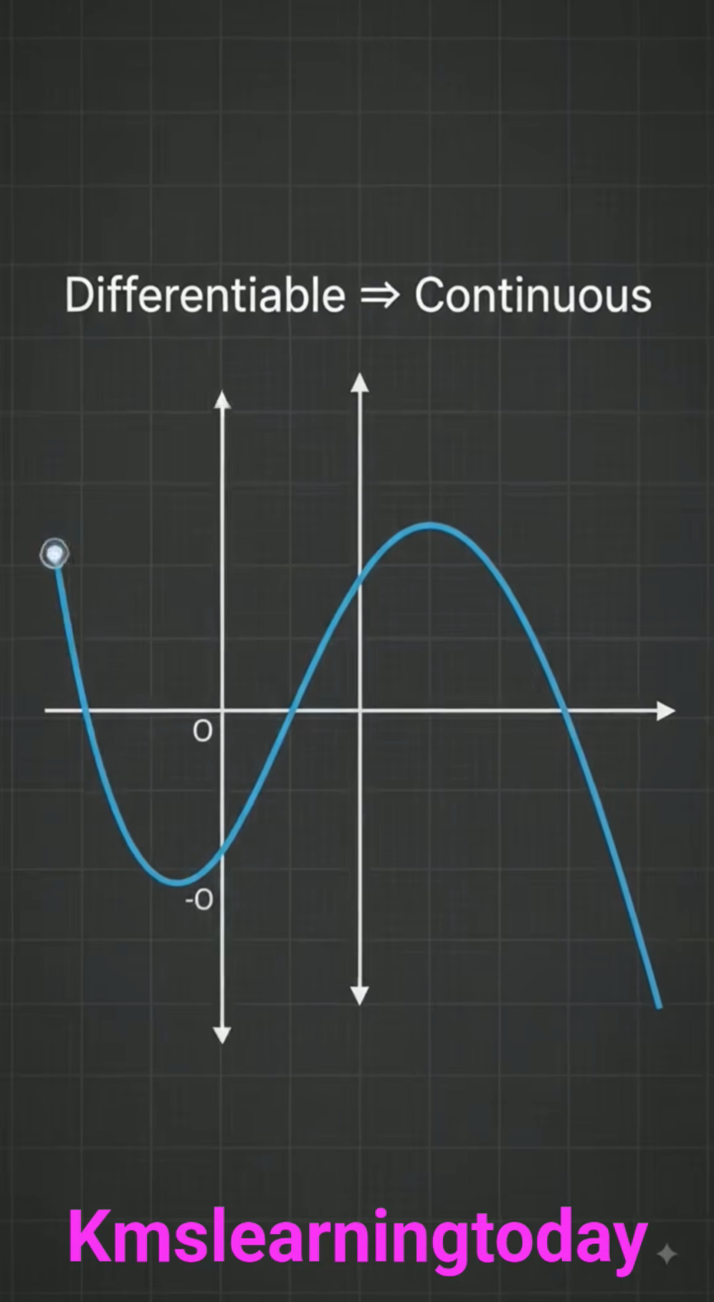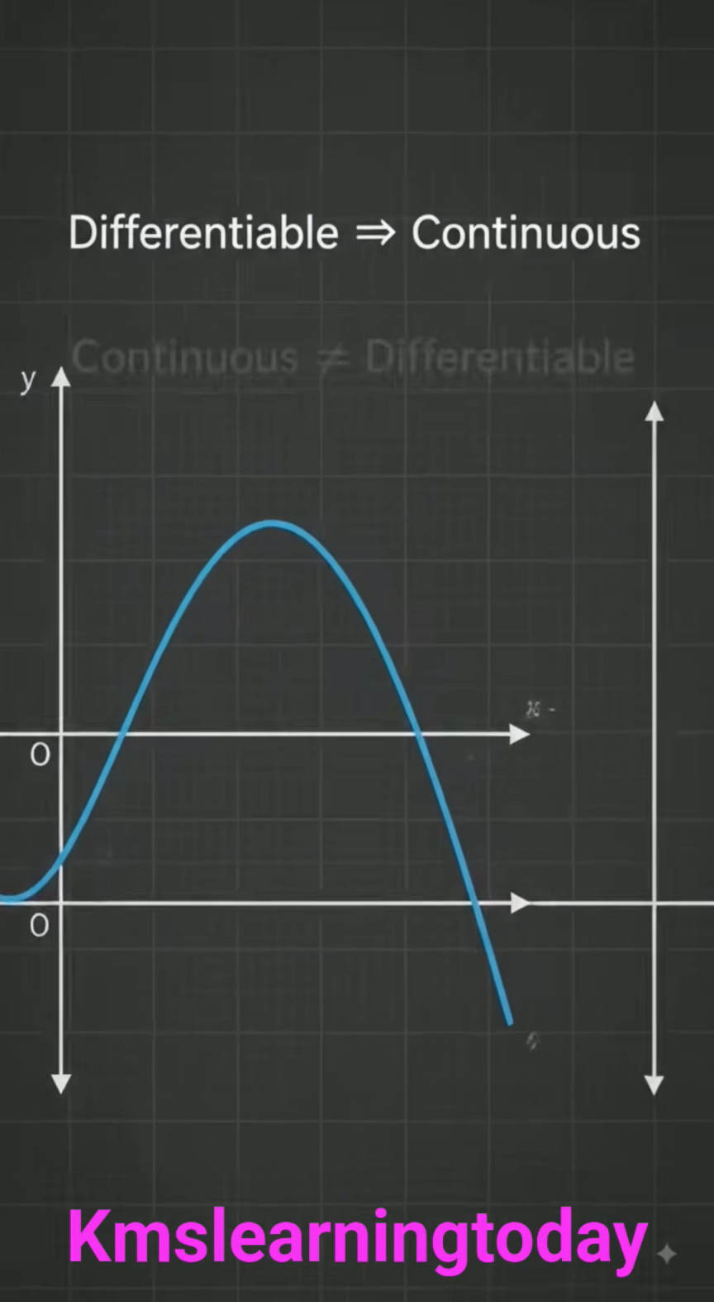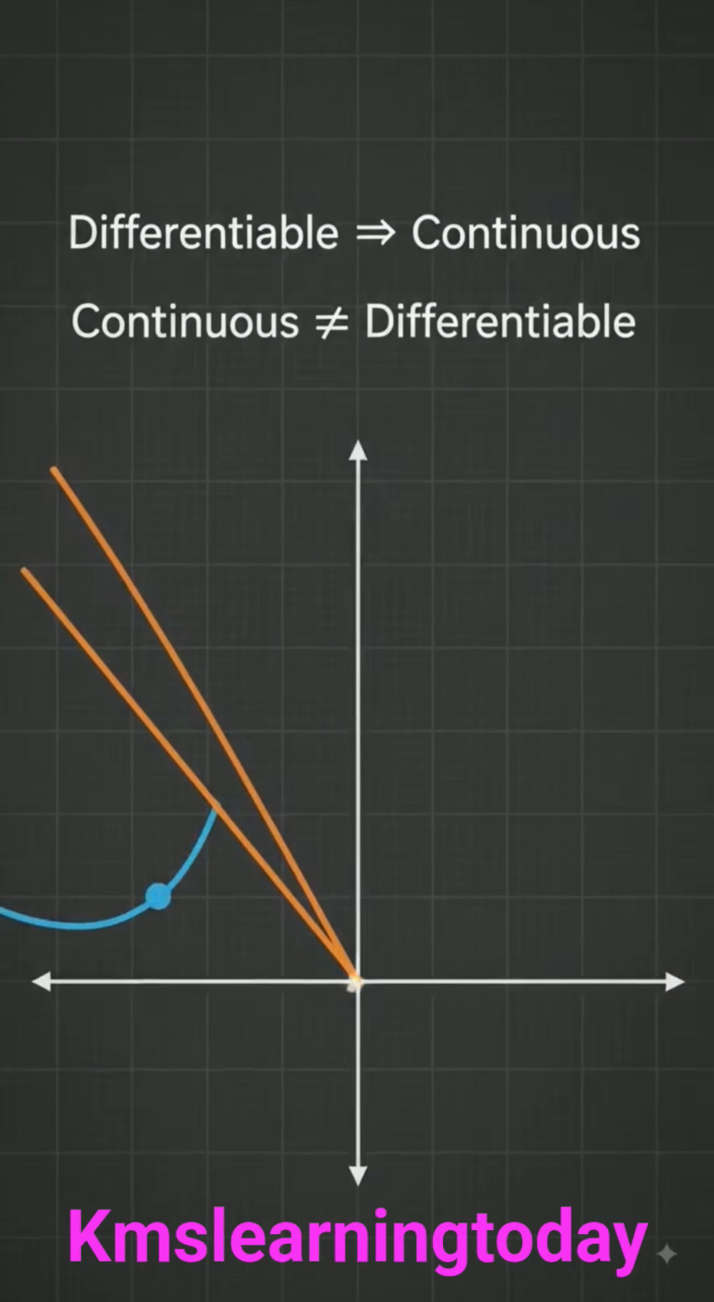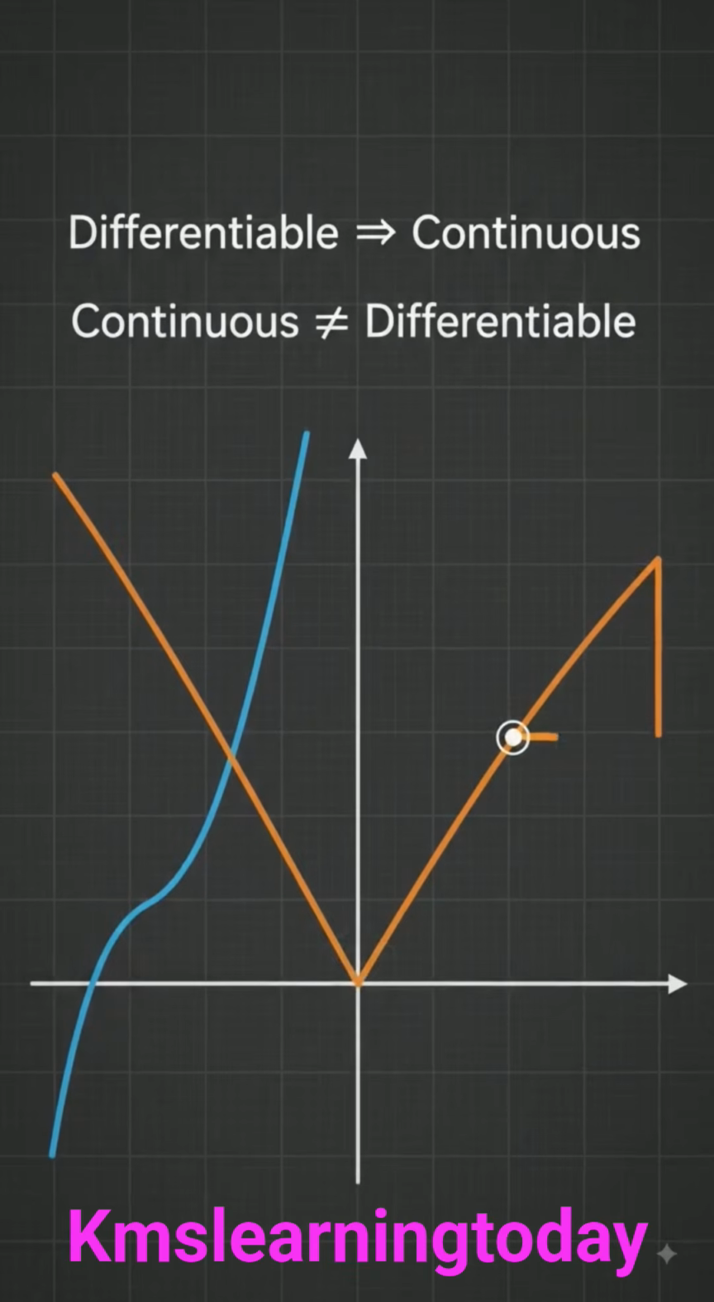Differentiability and continuity are closely related. If a function is differentiable at a point, it must be continuous there. However, a continuous function does not have to be differentiable.